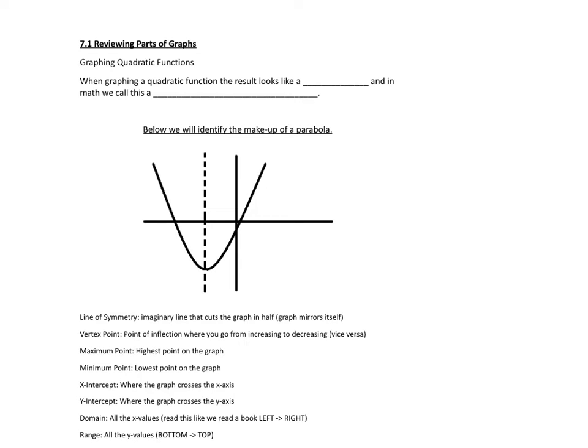So today we're going to begin our next unit, Unit 7, going over quadratic equations and quadratic functions. When we graph a quadratic function, the result of that graph is going to look like a U shape. In math, we call this a parabola. And on this diagram below, we're going to take a look at the different features and makeup of a parabola when it is graphed.